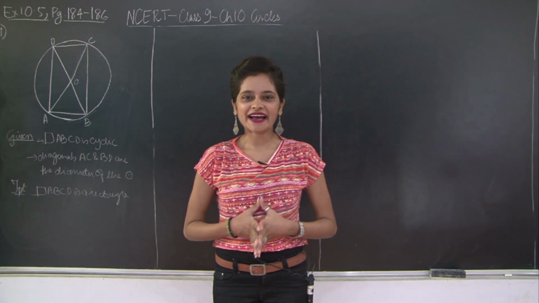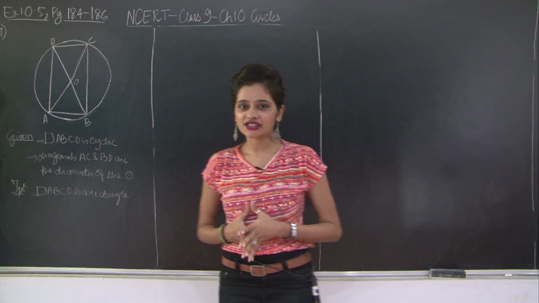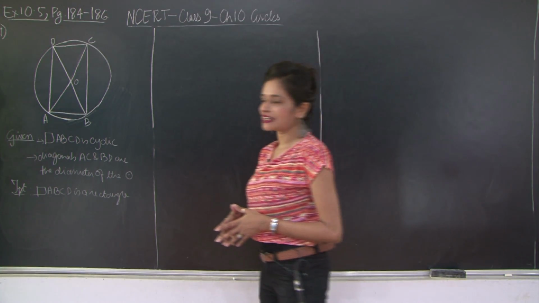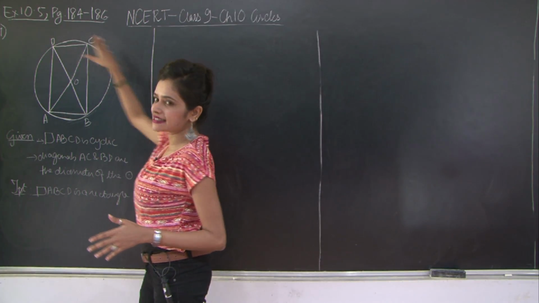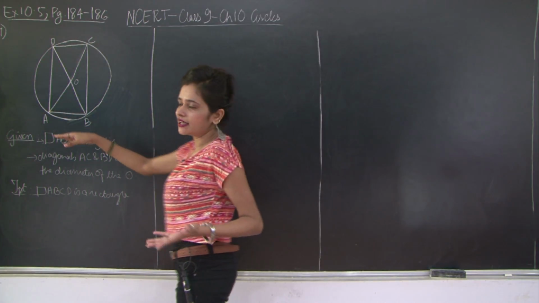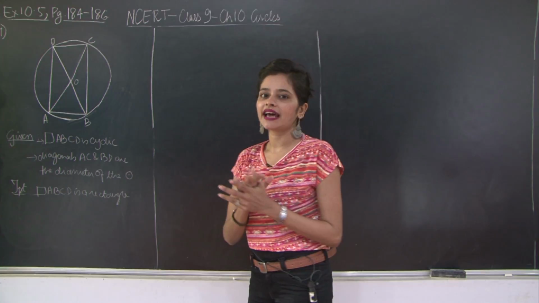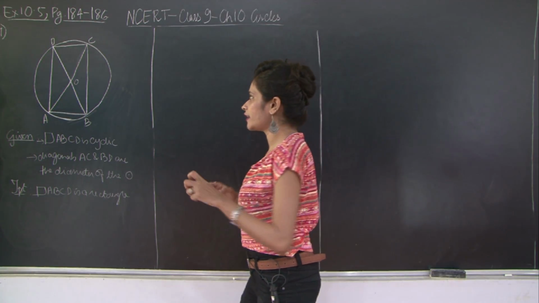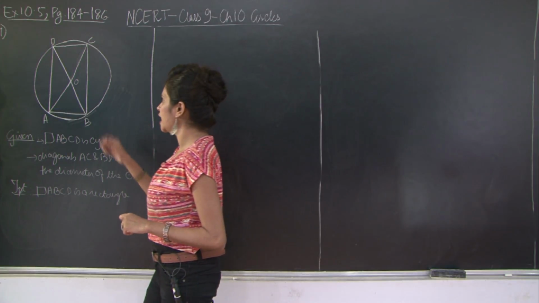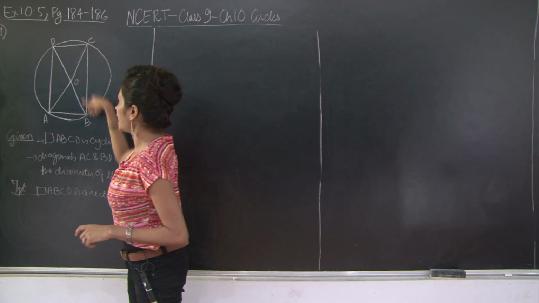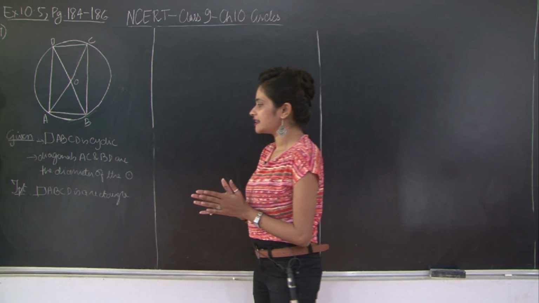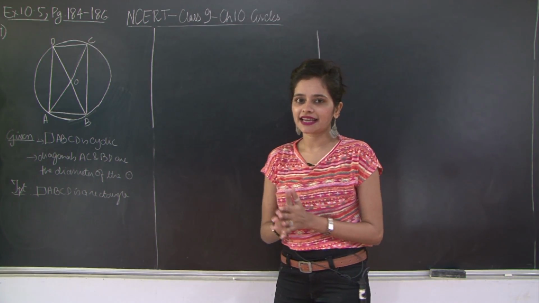Hello students, welcome back. Let us continue with chapter 10 circles, the seventh sum of exercise 10.5. It's been given that quadrilateral ABCD is cyclic. Obviously, the vertices A, B, C and D will lie on the circumference of the circle. But there is something very peculiar about this quadrilateral, that the diagonals AC and BD form the diameters. Now I need to prove that quadrilateral ABCD is a rectangle.